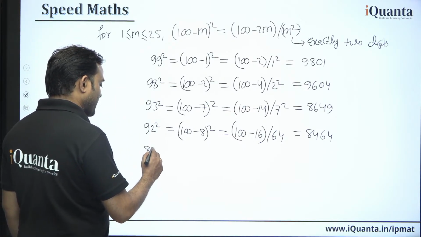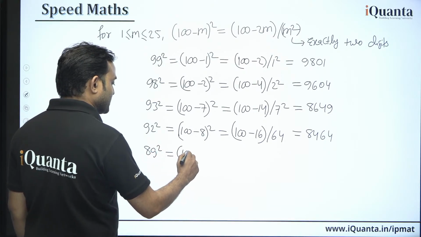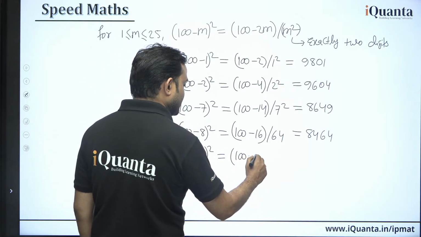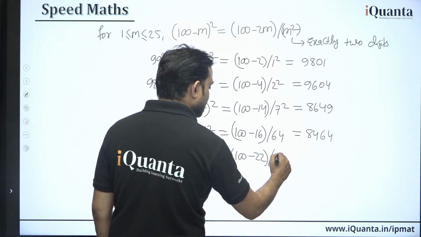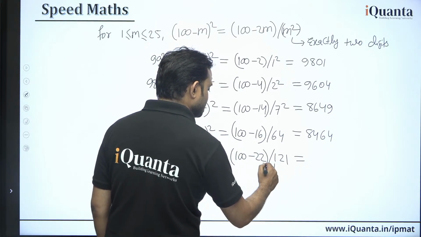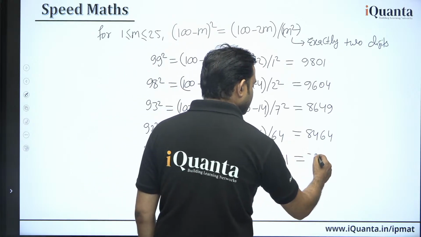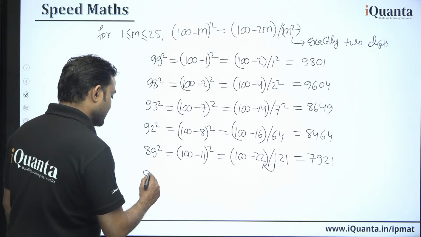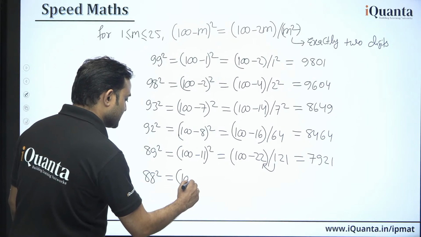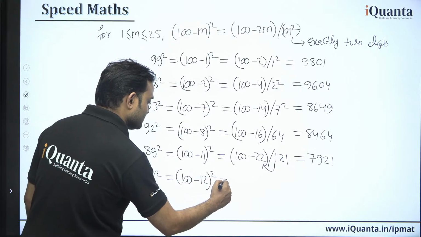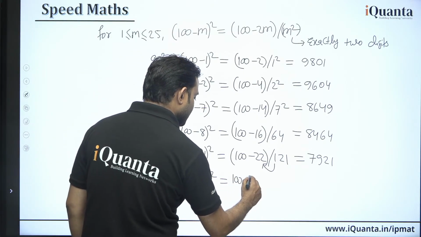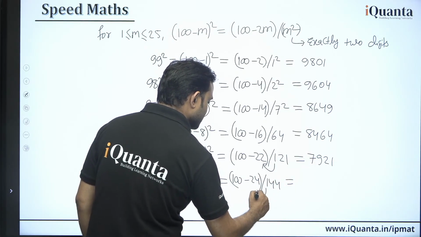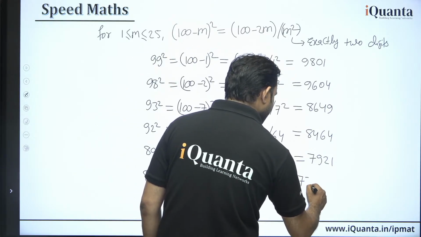And if you try to find 89 square, you can write it as 100 minus 11 whole square, which will be equal to 100 minus 22. Then 11 square, which is 121. This 1 will go here. 78 plus 1, 7921. Then comes 88 square, which is 100 minus 12 whole square. That will be equal to 100 minus 24. And 12 square is 144. This will go here. This will become 7744.